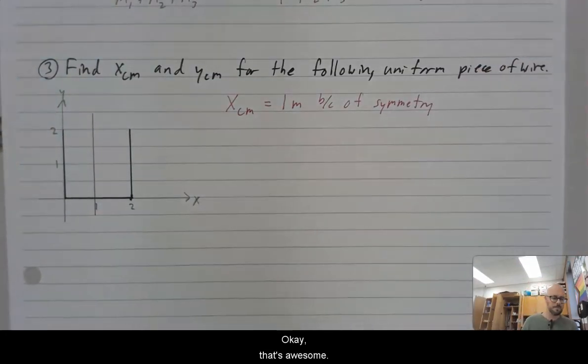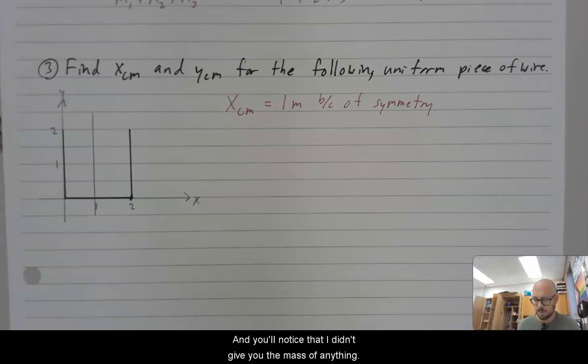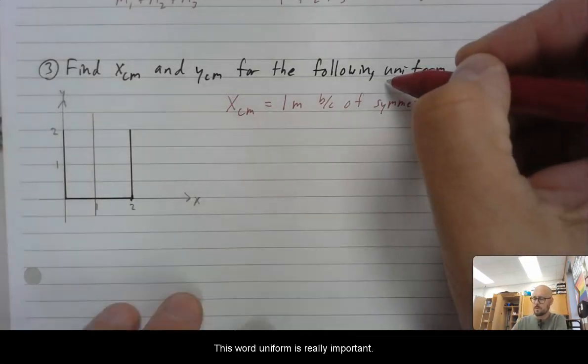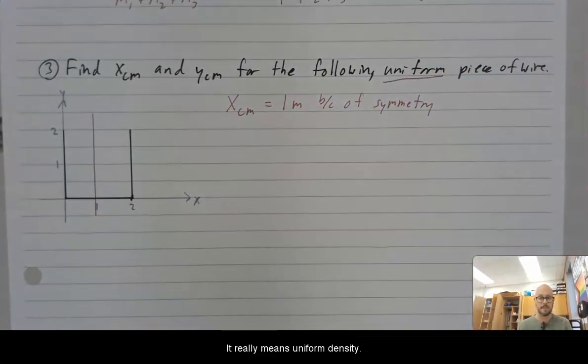Okay, so that's awesome. The y component is going to be a little bit trickier. And you'll notice that I didn't give you the mass of anything. This word uniform is really important. It really means uniform density. And that just means that every segment of this wire has the same mass.